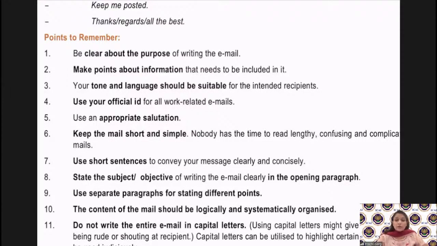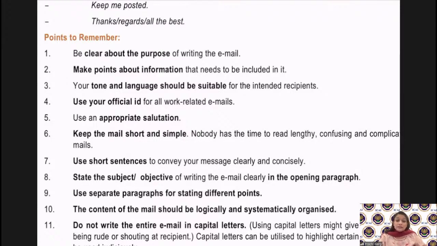Use your official ID for all work emails. You should always have a proper email ID for work emails. Some people add some very funky words in their email IDs. That is not good for your work. So if it's work, then pick your proper email ID, like sanjay.joshi@gmail.com if the person's name is Sanjay Joshi. You can use proper salutation.